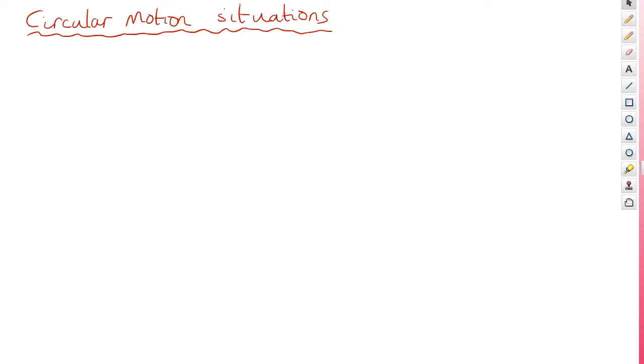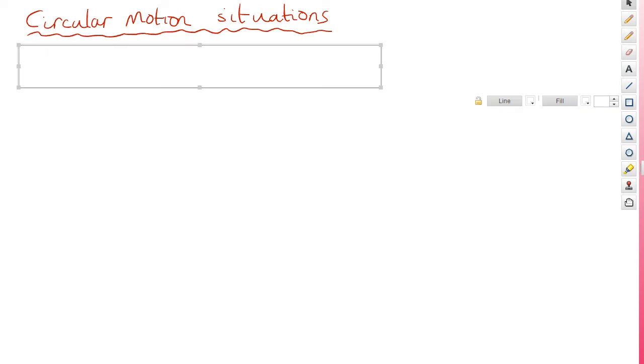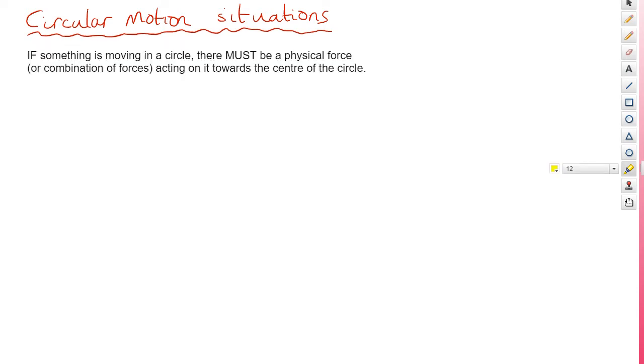Well, circular motion problems come up in all shapes and sizes, so let's have a look at a few different situations. The first thing to realise is that there's a basic principle to be followed: if something is going in a circle, then there must be a physical force or a combination of forces acting on it towards the centre of the circle, because something is making it go in that circle. And we know that when something's going in a circle, there's a resultant force towards the centre of the circle called the centripetal force.